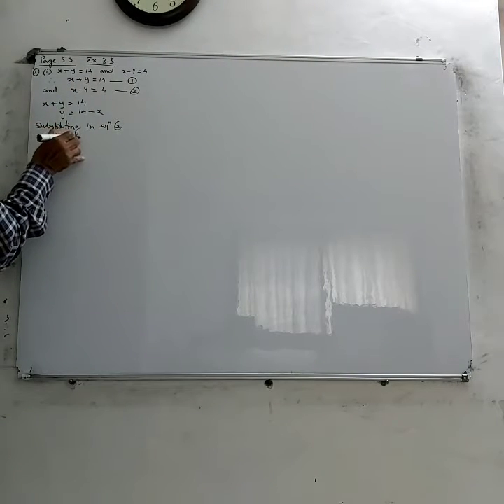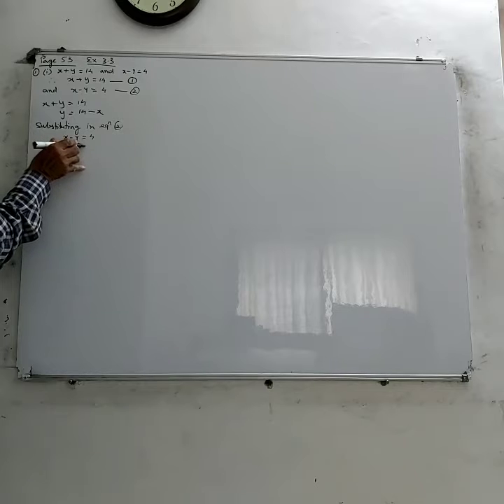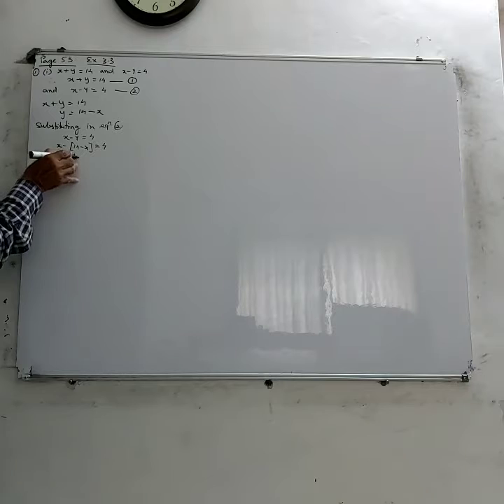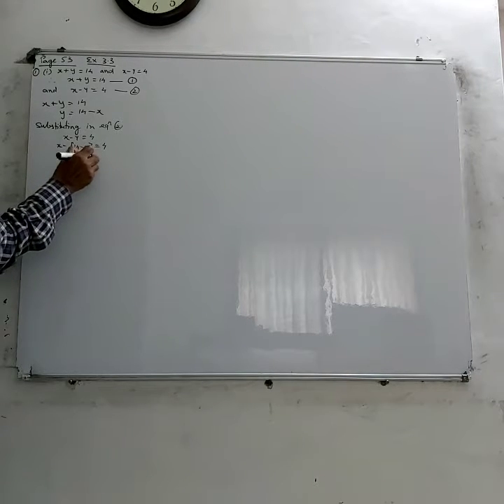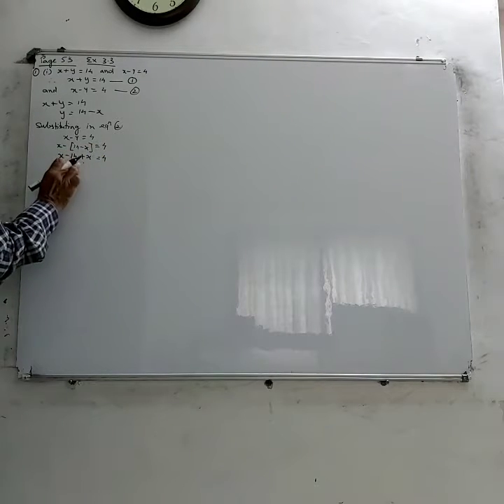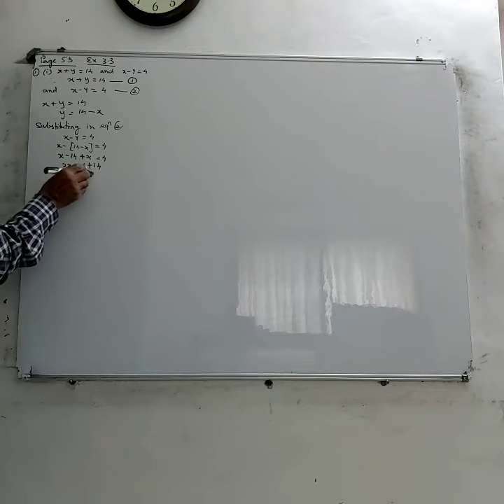x minus y is equal to 4. x minus y is x minus (14 minus x). x minus 14, this sign becomes plus, minus plus, is equal to 4. 2x is equal to 4 plus 14. 2x is equal to 18. Therefore, x is equal to 9.